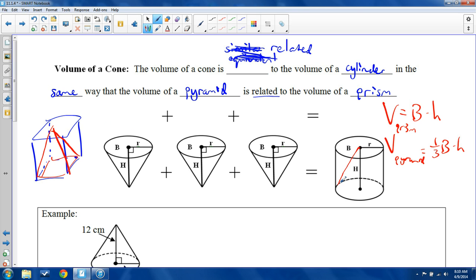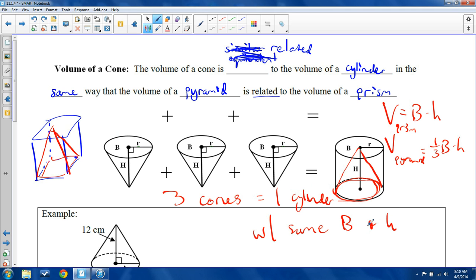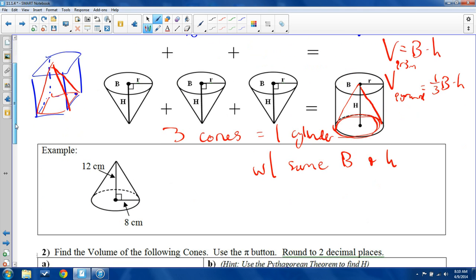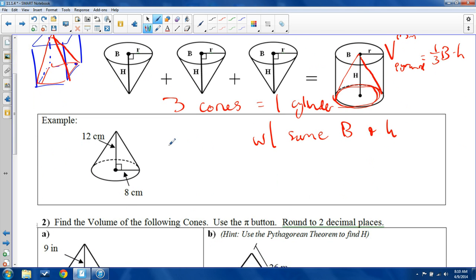If I draw a cone inside the cylinder with the same height of h, and it has the same circular base, the volume of this cone is exactly 1/3 the volume of the cylinder. So the volume of one cone plus the volume of the same cone plus the volume of the same cone, 3 of these, 3 cones equals 1 cylinder with the same base and height. Right? Area of base and height are the same in both of these, so you get the same volume. Now, I did examples before, but I'll just keep working with you on this. Make sure you get it.